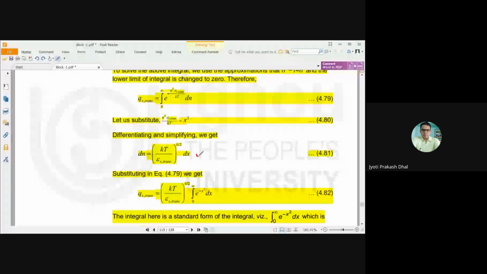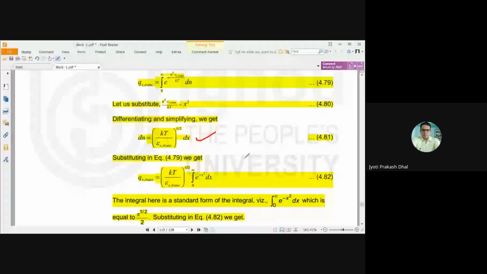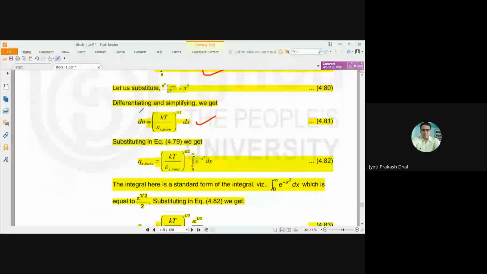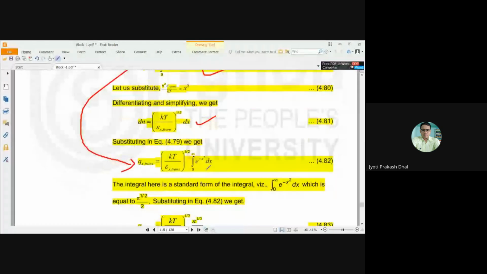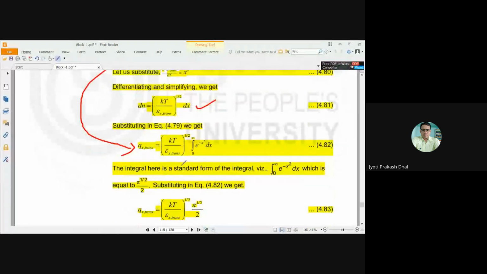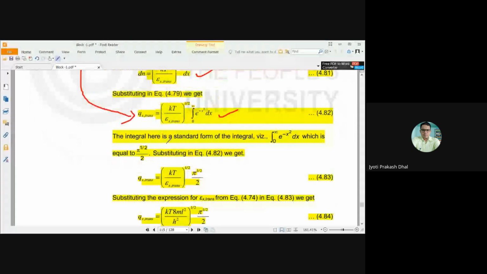Now substituting this value in equation 79. This is just the solution by different steps. Qx translational equals kT divided by epsilon x translational to the power 1 by 2, into the integration from 0 to infinity of e to the power minus x square dx. The integral here is the standard form: the integration of e to the power minus x square dx is equal to pi to the power half divided by 2.